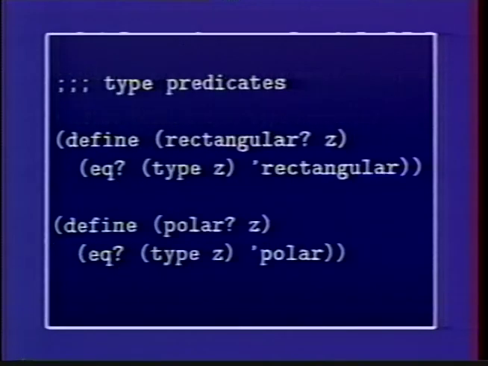Now, along with that, the way we use our typed data is we test, when we're given a piece of data, what type it is. So we have some type predicates. For example, to see whether a complex number is one of George's, whether it's rectangular, we just check to see if the type of that is the symbol rectangular. And to check whether a complex number is one of Martha's, we check to see whether the type is the symbol polar. So that's a way to test what kind of number we're looking at.